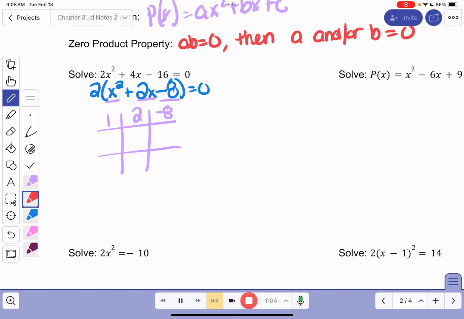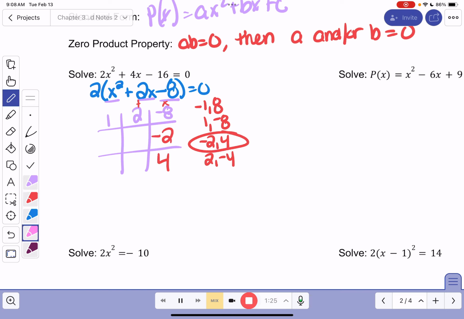Now I need the factors of negative 8. So that could be negative 1 times 8, 1 times negative 8, negative 2 times 4, or 2 times negative 4. Those are all the ways to multiply and get negative 8. Now I need the pair that adds to get 2. So that's this pair, the negative 2 and 4. Order doesn't matter. For the bottom corner, I find the greatest common factor of those corners. So 1 and 4 would be 1.